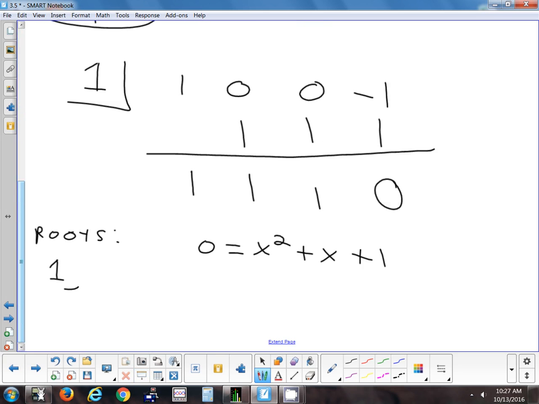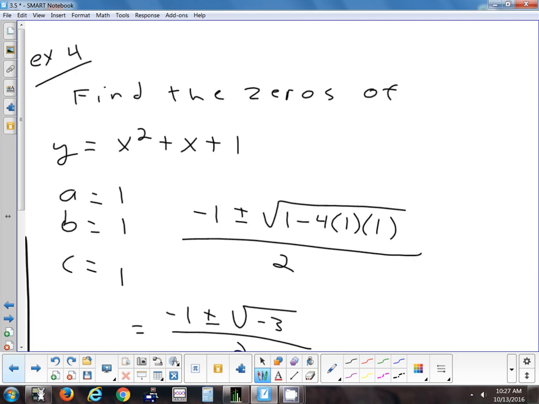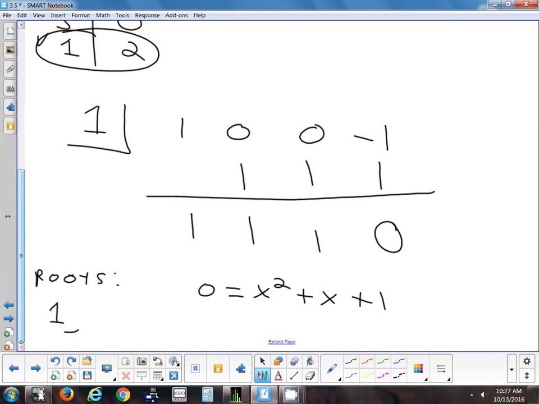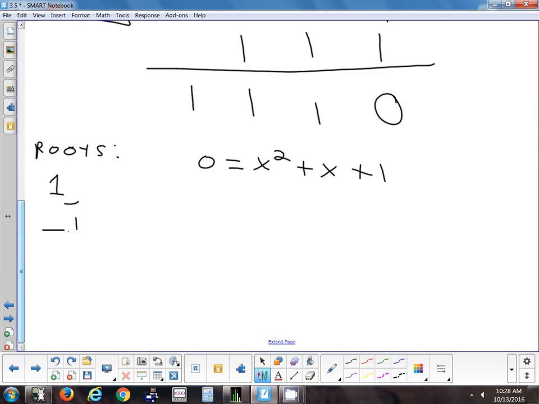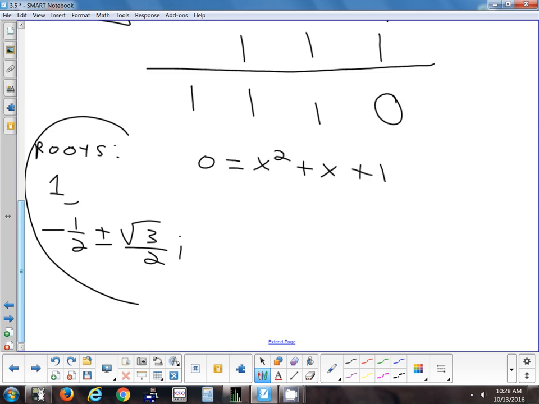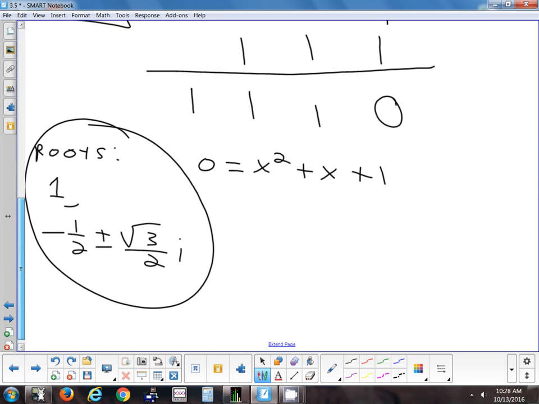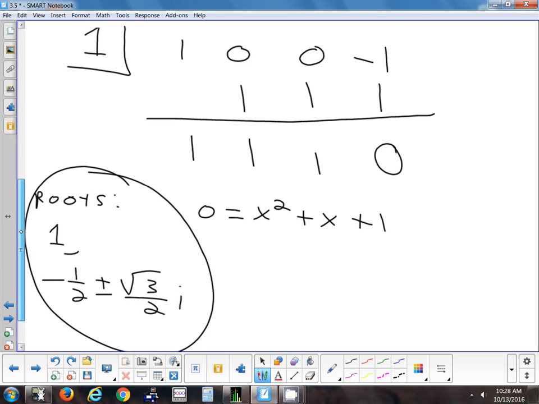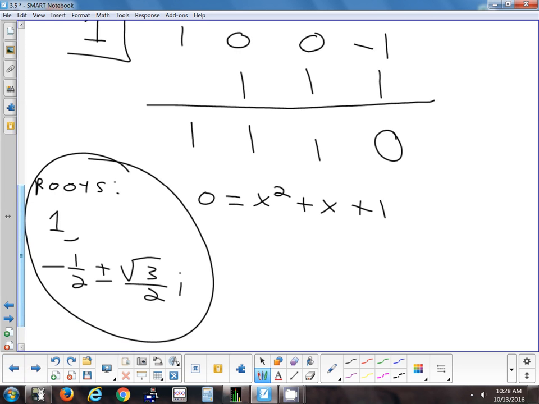Does anybody recognize that problem? We just did that one. X squared plus x plus 1. We already have the answers. Negative a half plus or minus root 3 over 2i. If we didn't have them, we'd have to do it up. But we already did. So now hopefully you can tell this is the case where you get 1 real, 2 imaginary. And the imaginary occurs in conjugate pairs. Any questions on that one?